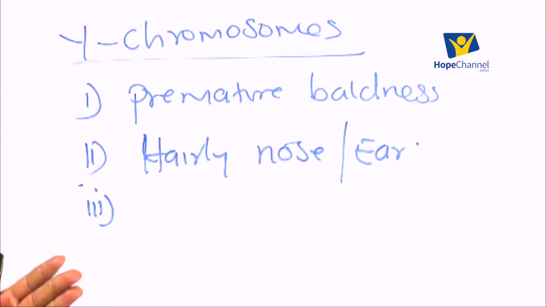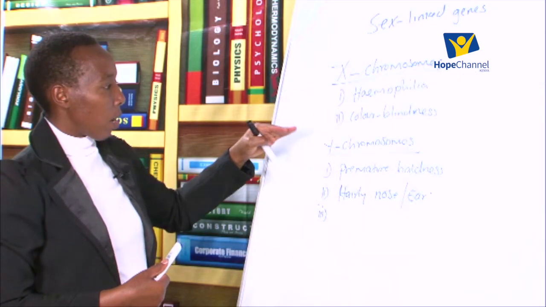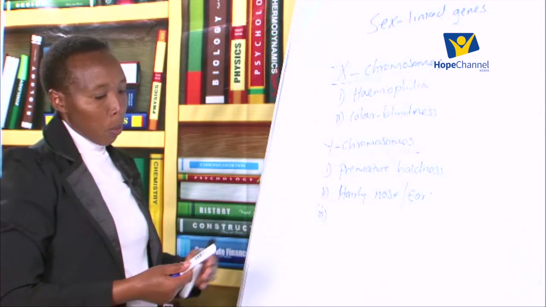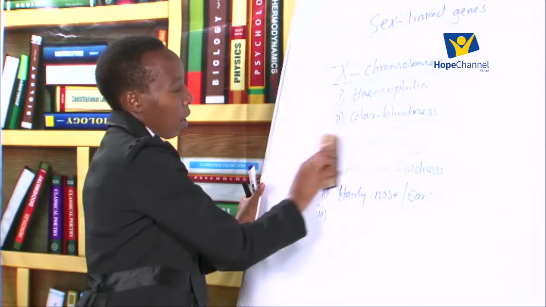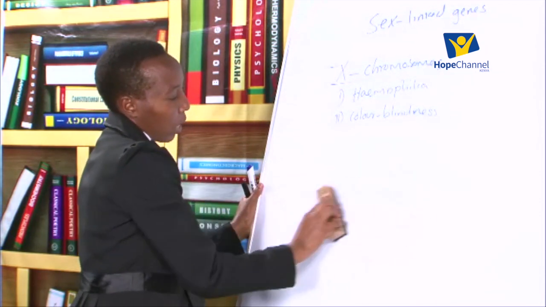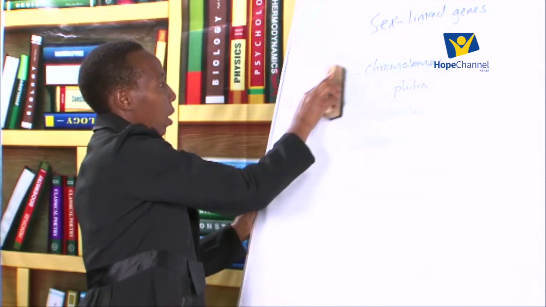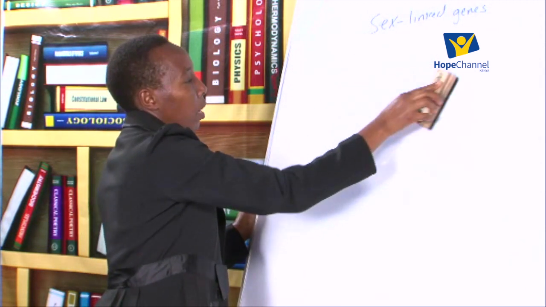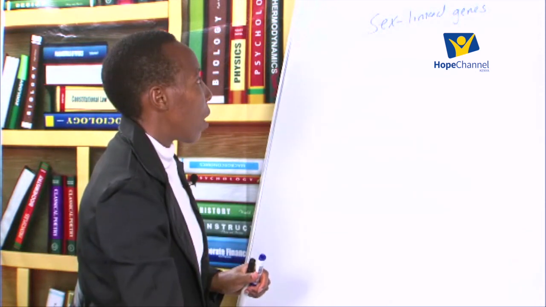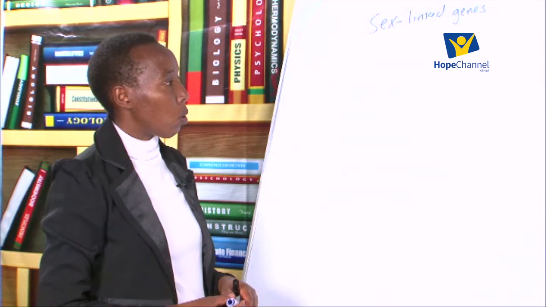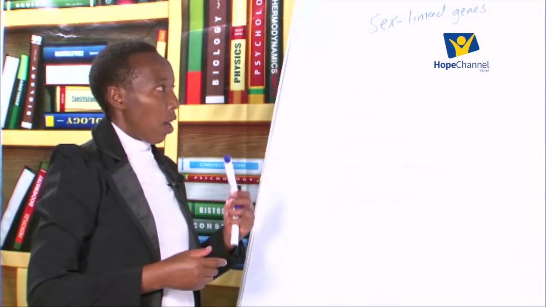Remember, we are just giving examples of the characteristics that are carried on the X chromosome, while others are carried on the Y chromosome. Maybe we are going to discuss each of them, then from there we are going to learn more on those characteristics. Now, we talked about hemophilia, and we said that hemophilia is a condition whereby when one is cut or injured, he or she bleeds for a long time without the bleeding stopping. It is a condition that is caused by a recessive gene, and this recessive gene is carried on the X chromosome.